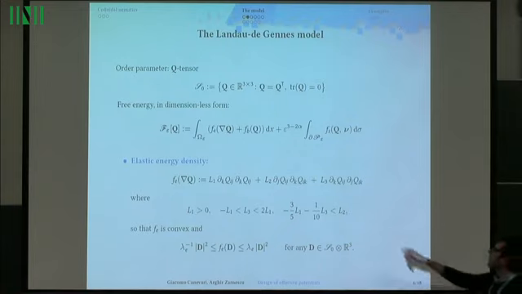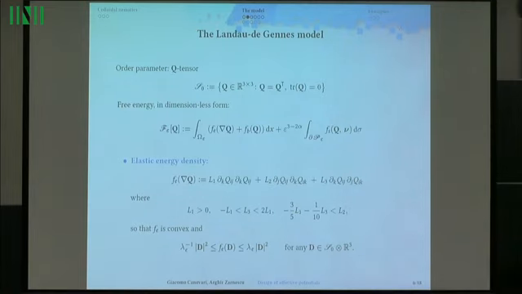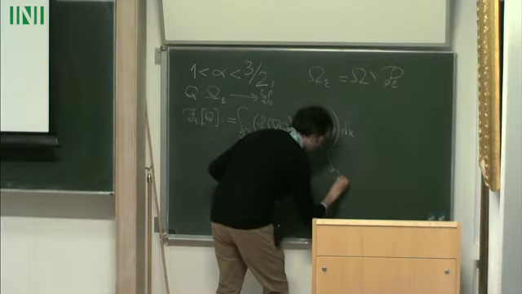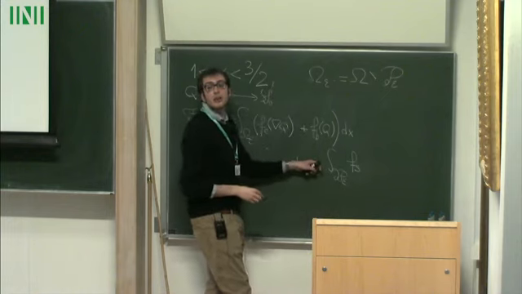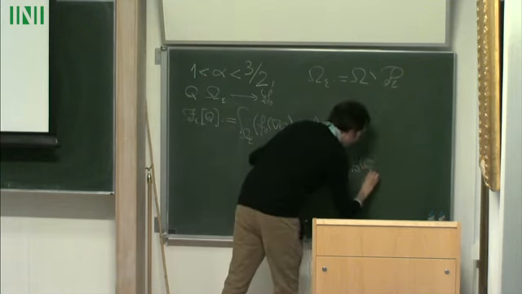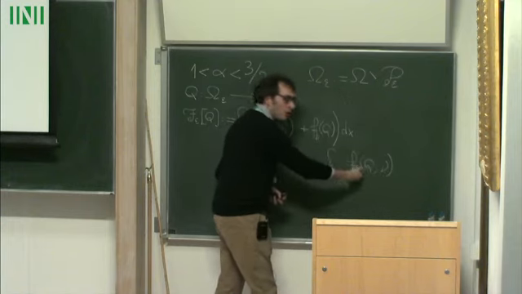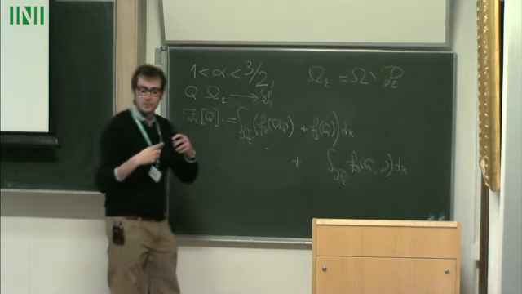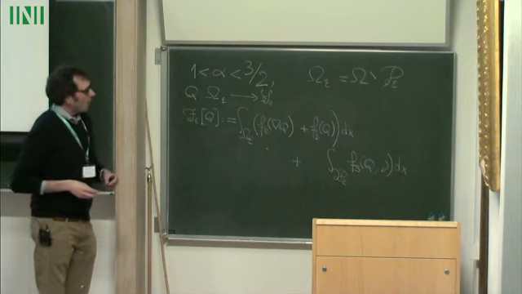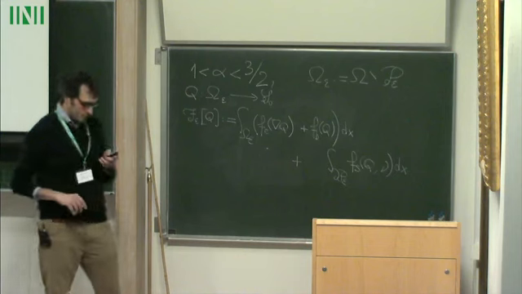And finally, there's a surface term. There's an integral over the boundary of the particles. That should represent the anchoring effect of the particles. There's an energy density which a priori will depend on Q and also on Ni, the normal. Ni is the normal to the particle. For the moment, we will not specify it.